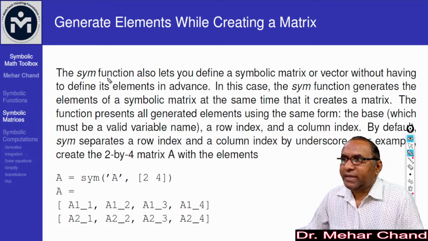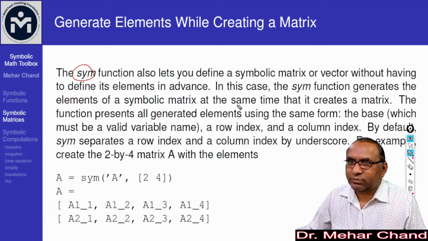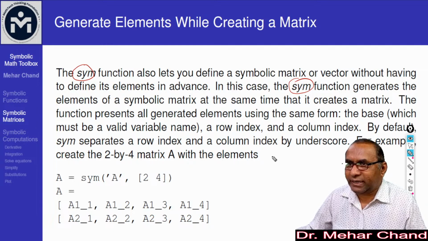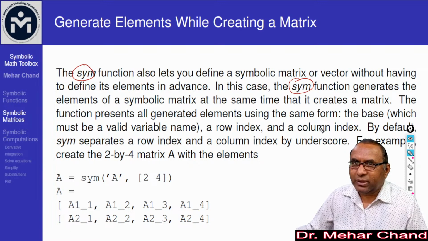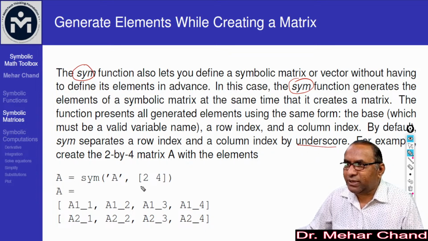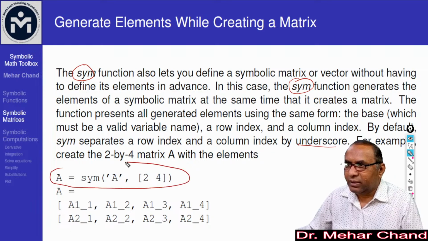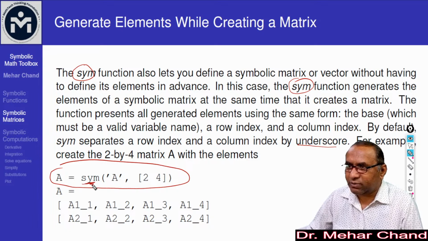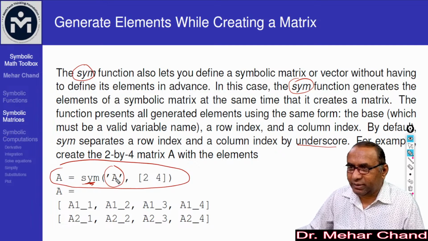Okay. So here the sym function can be used to define a symbolic matrix or vector without having defined its elements in advance. The sym function will generate the elements of the symbolic matrix at the same time that it creates the matrix. The function presents all generated elements using the same form, a row index and column index. By default, sym separates the row index and column index by an underscore. For example, you can see here if you are using this code, we are using the sym function. And this is the matrix, and the matrix will be enclosed by quote signs. And this is the order of the matrix, 2 by 4 order. There will be 2 rows and 4 columns.